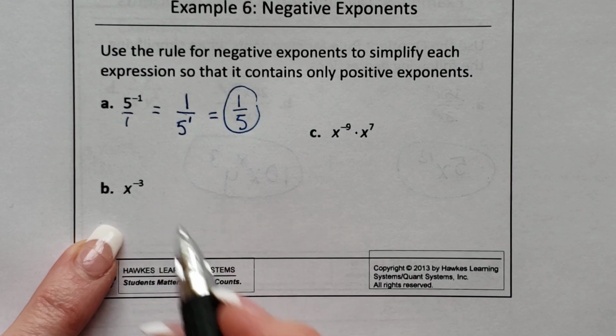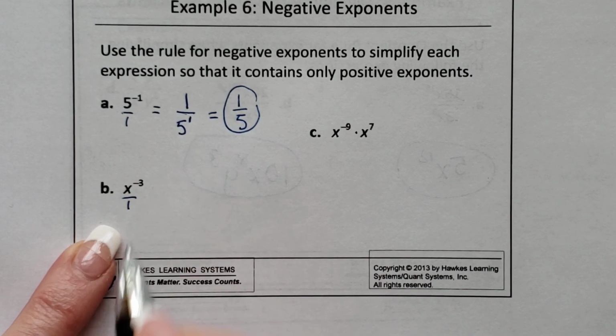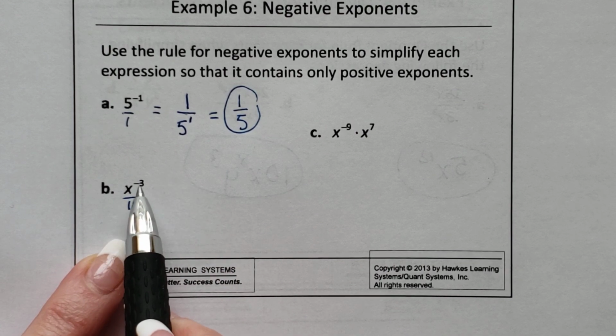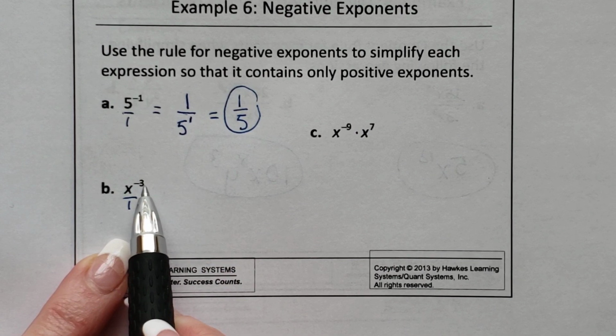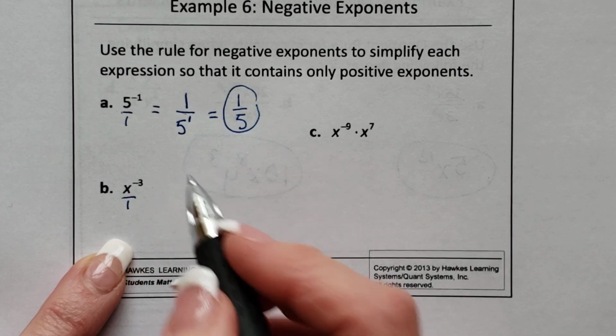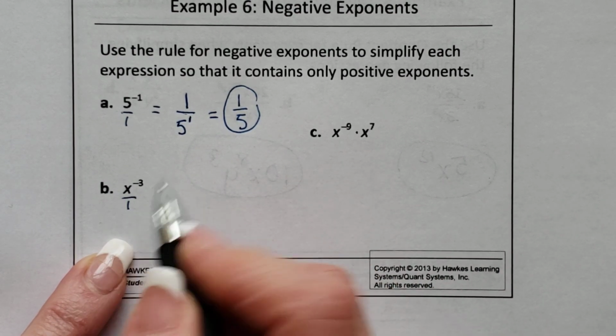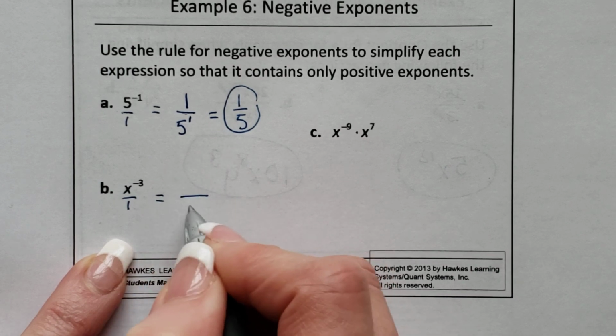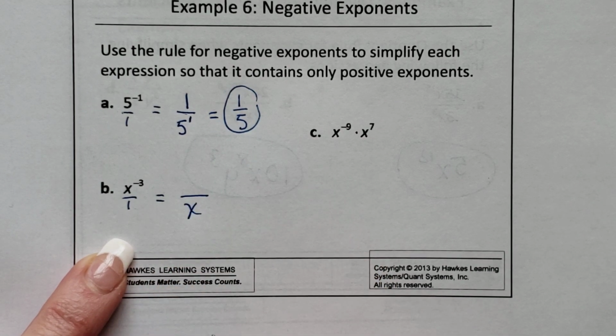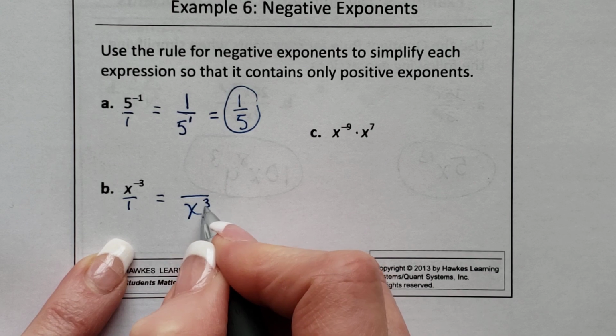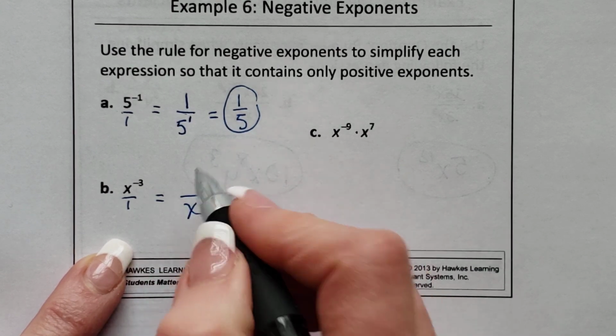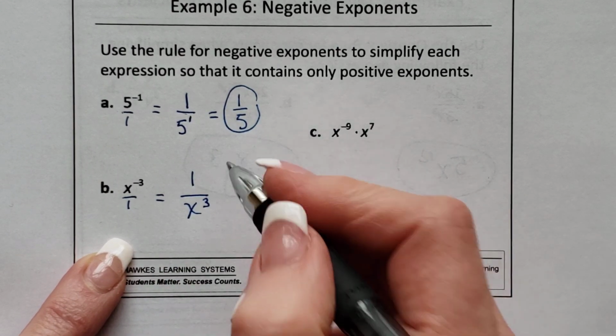Letter B, I could write any whole number or variable over 1. That's a negative exponent. I want to simplify it so that I only have positive exponents. That's what the directions say. So I'm going to go over that line and change the sign. I'm going to drop x to the denominator. My negative sign goes away. I can't have the top blank. So this is now simplified.